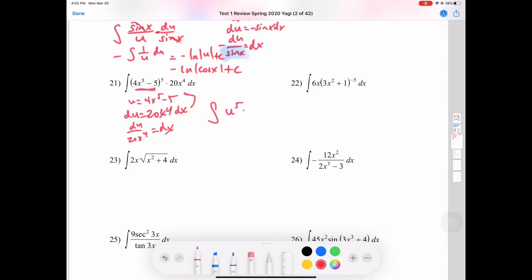Nicer if you guys can see it. The integral of 4x to the 5th minus 5 is u now, so u to the 5th, right? Times 20x to the 4th, that hasn't changed. And our dx became du over 20x to the 4th. Take a look here, those divide out. We're left with the integral of u to the 5th du, which is power rule: u to the 6th over 6 plus c, which is rewritten as 4x to the 5th minus 5, to the 6th power, over 6 plus c.